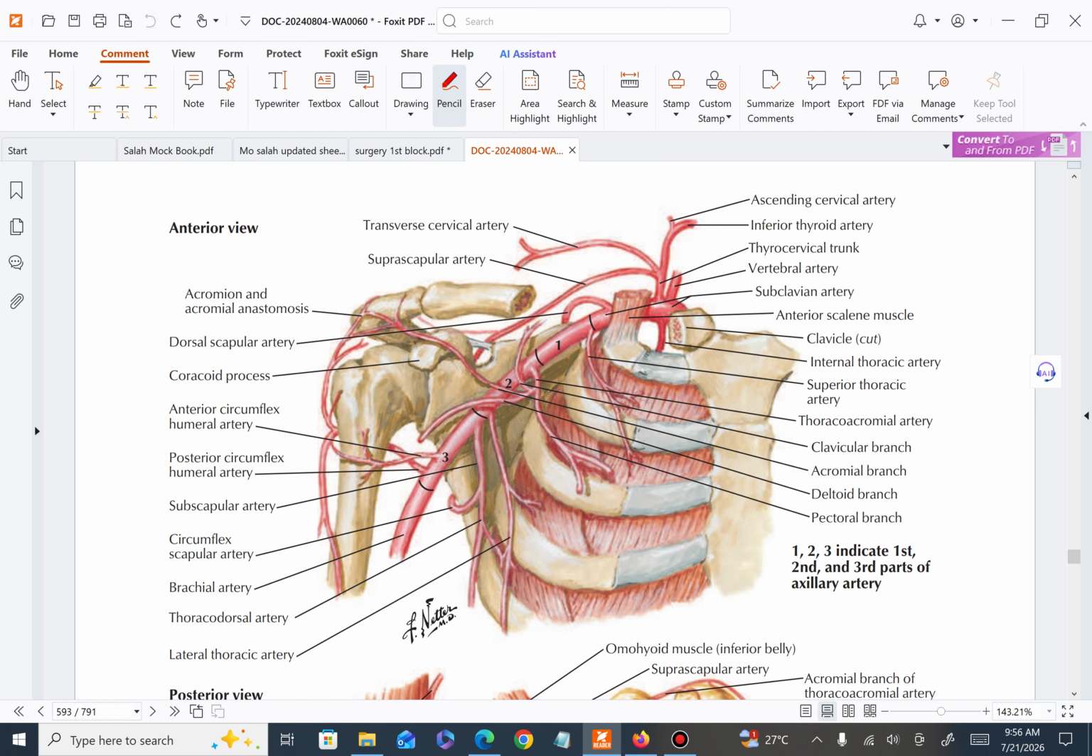Then the branches of the axillary artery: it gives six branches. One branch from the first part, two branches from the second part, and three branches from the third part. So remember the rule of 1 2 3. First part gives one branch, second part gives two branches, and third part gives three branches.